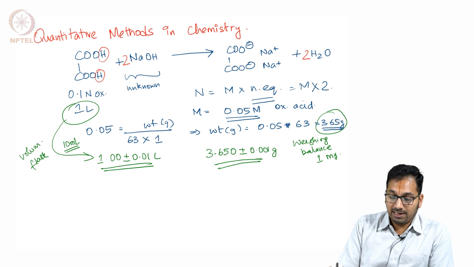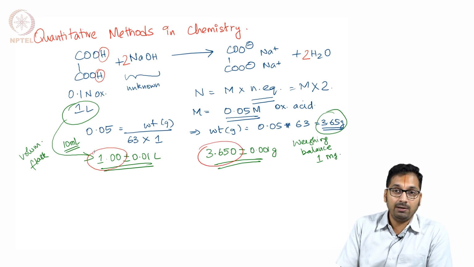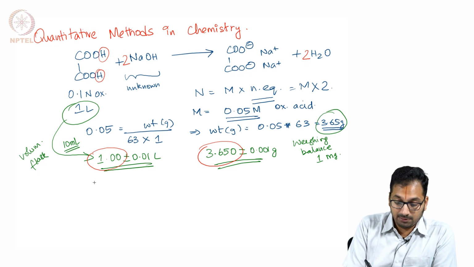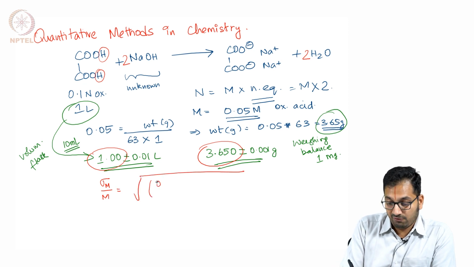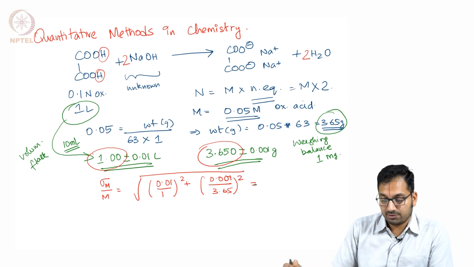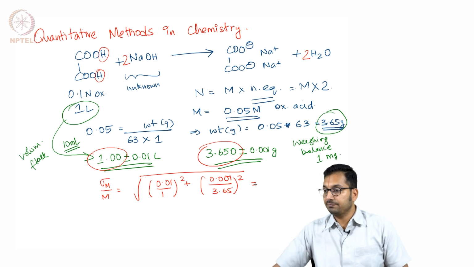So what you are able to realize, you are going to be dividing 3.65 divided by 1, and if you recollect the error propagation that we did last time, this is going to be given by the square root of (0.1 divided by 1) the whole square plus (0.001 divided by 3.65) the whole square. So let us quickly see what it amounts to.